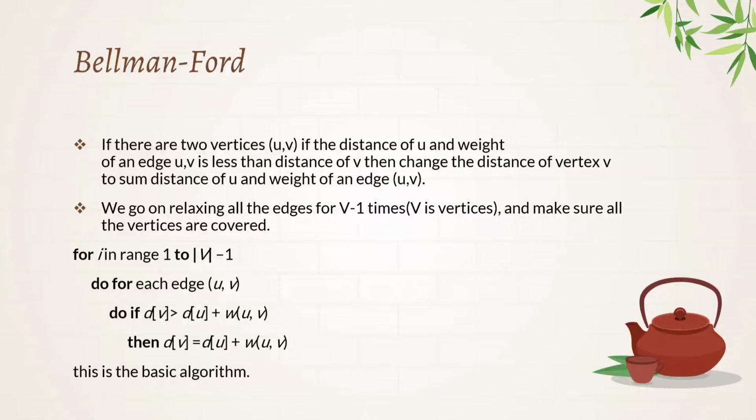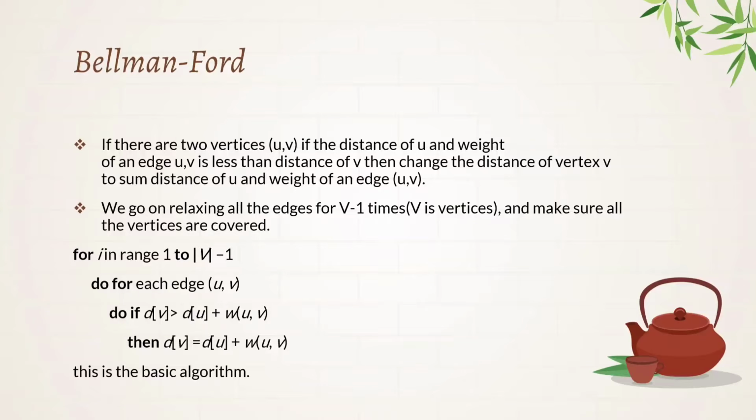The Bellman-Ford algorithm uses the principle of relaxation. It follows dynamic programming, so we try all the possible solutions and pick out the best solution. So what is relaxation? If there are two vertices u, v, and the distance of u plus the weight of edge (u, v) is less than the distance of v, then change the distance of vertex v to the sum of the distance of u and the weight of edge (u, v).